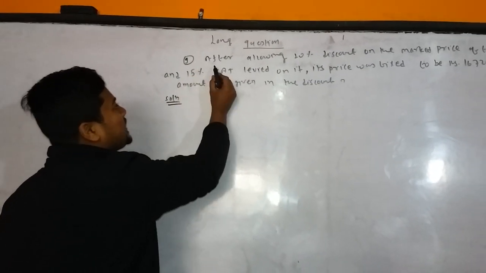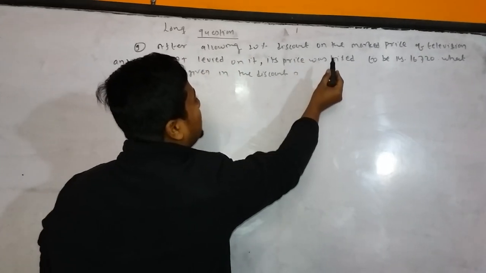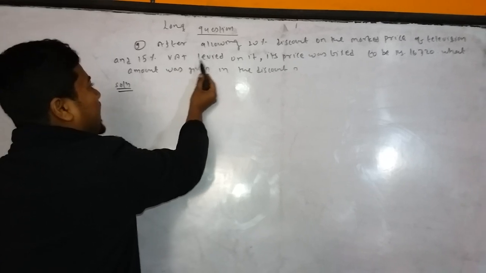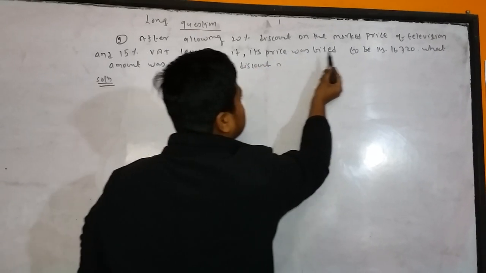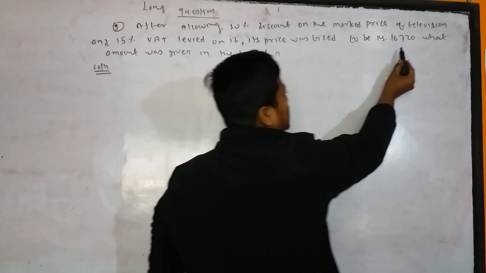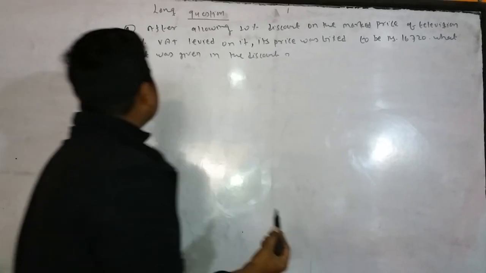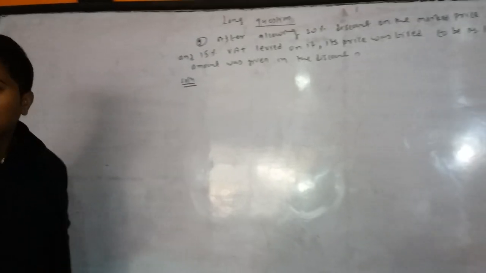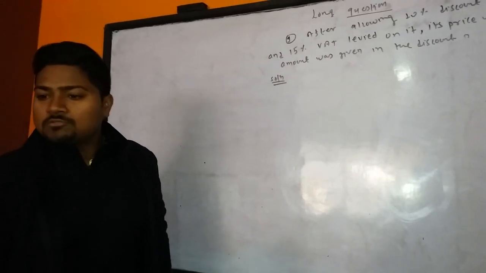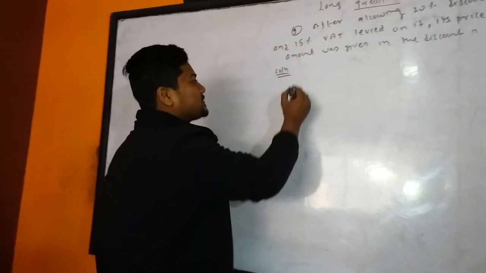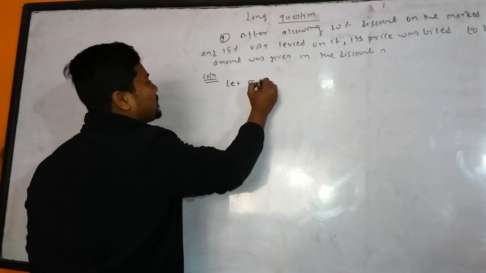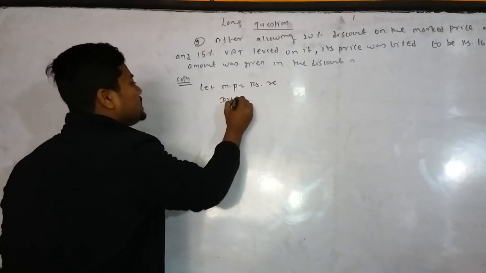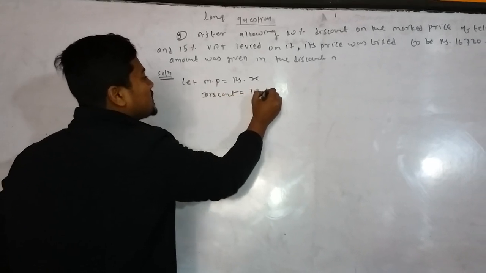In question number 9, after allowing 10% discount on the mark price of a television and 15% VAT levied on it, its price was fixed to be rupees 16,720. What amount was given in discount? Here the discount percentage, what is given? 10%. But MP is not given, mark price is not given. That's why we can say let mark price is equal to rupees X. Discount is what given? Discount is equal to 10%.